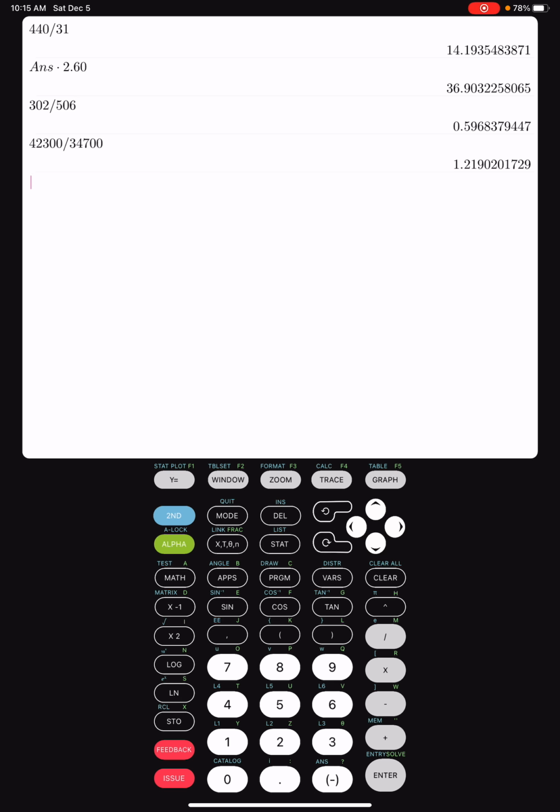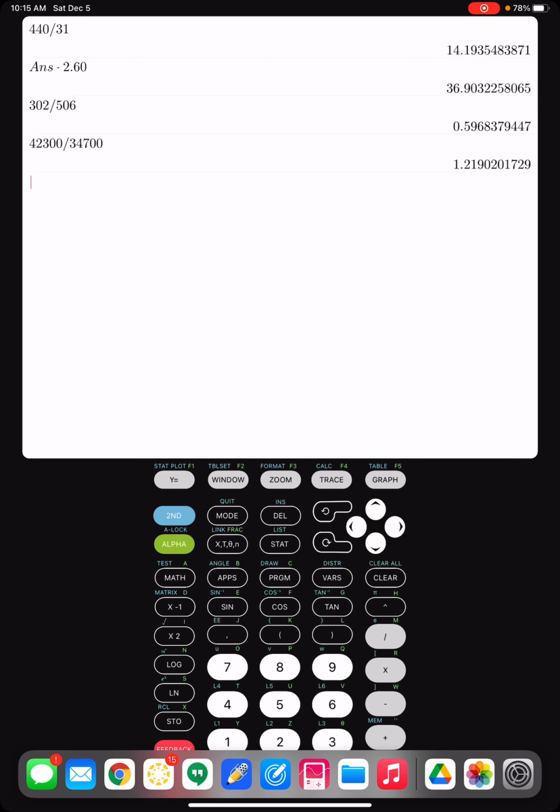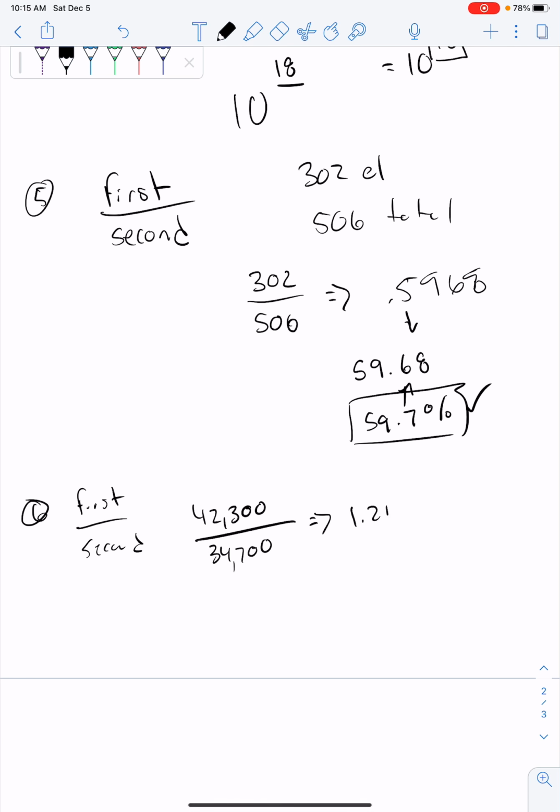And I get what? 1.2190. Now, don't panic when you see that 1. That just means that my percent is over 100, which it should be because my top number is bigger than my bottom. So if I write this as a percent, it's 121, and I'm rounding to the nearest tenth again. So 1.21, or 121.9% would be my answer.